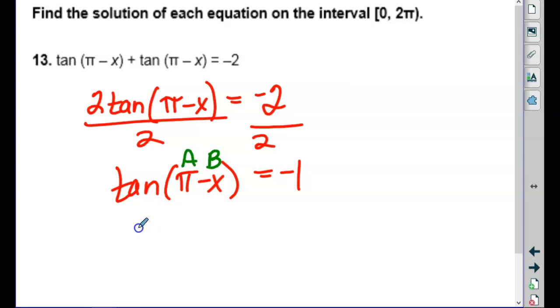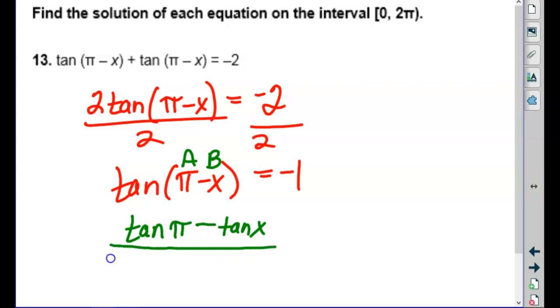Okay, now let's try our disgusting tangent trade thing with an A and a B, because tangent is ugly because it's got a fraction, right? It says tan A, which is pi, plus tan B, which is x, because the minus, I'm using from the minus formula there. No, I'm not. It's supposed to be minus, isn't it? Tan A minus B is tan pi minus tan x, all over 1 plus tan pi times tan x equals -1. Now what?